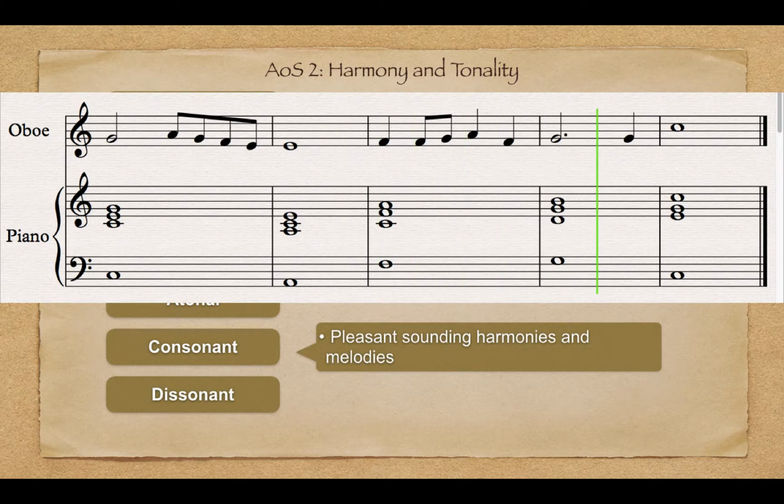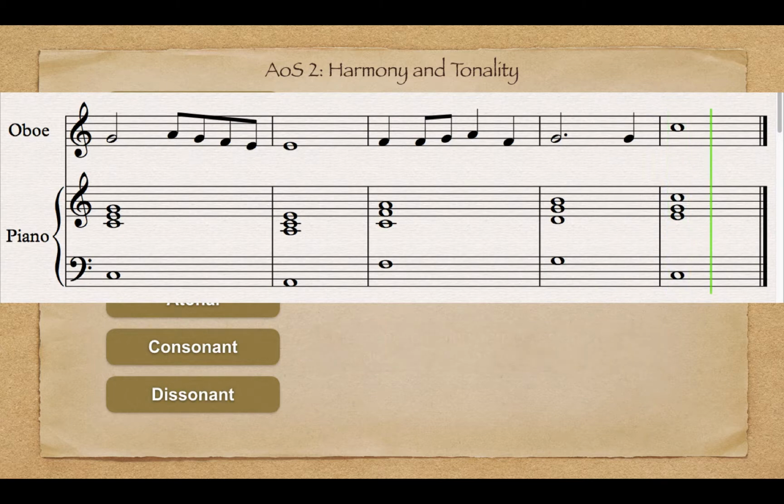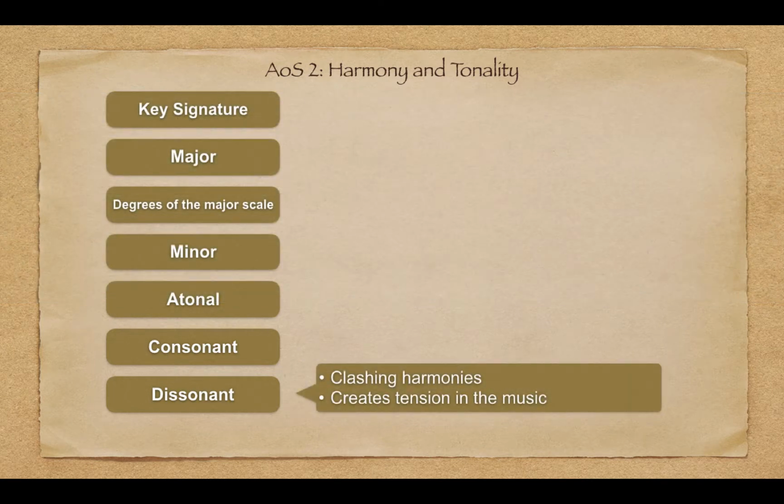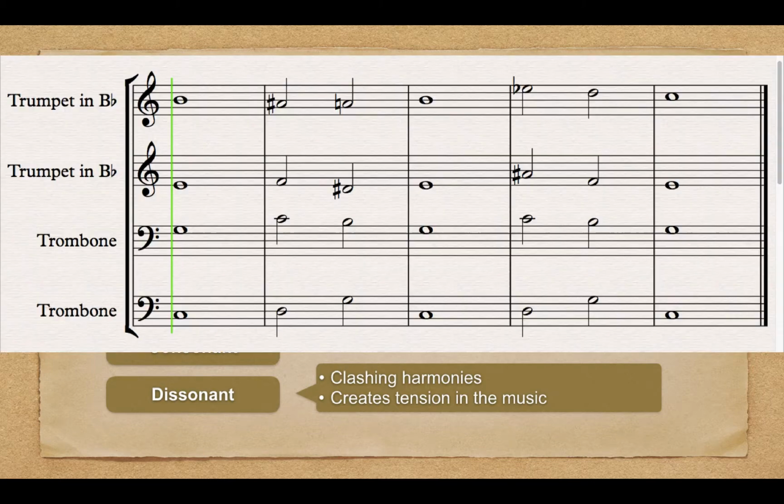Dissonant. Dissonant music uses clashing notes and harmonies to create tension. The following example is a brass section. Notice how the middle of the phrase sounds like it needs to keep moving in order to sound finished. This is also an example of chromatic harmony, as the flats and sharps are not part of the key signature. In this case, the key signature is C major, which should have no flats or sharps in it.